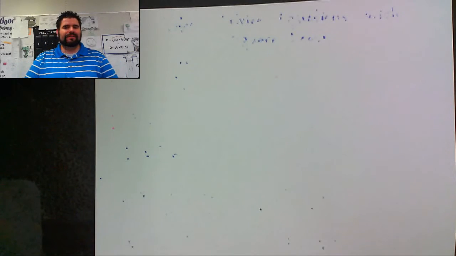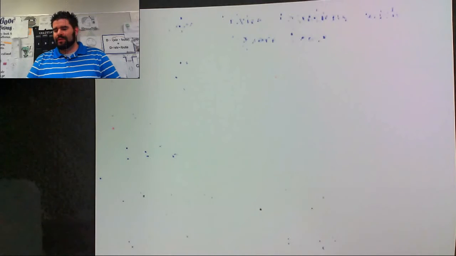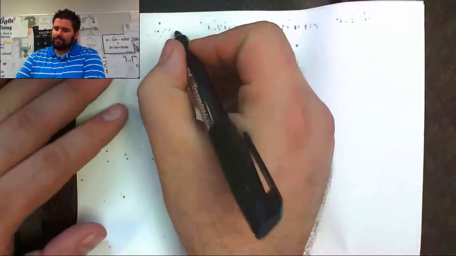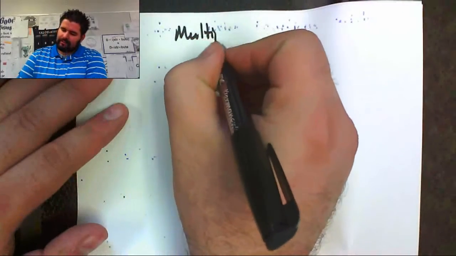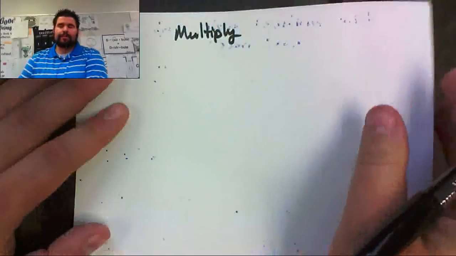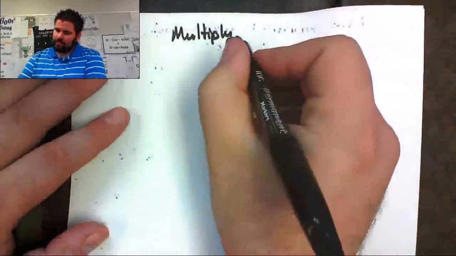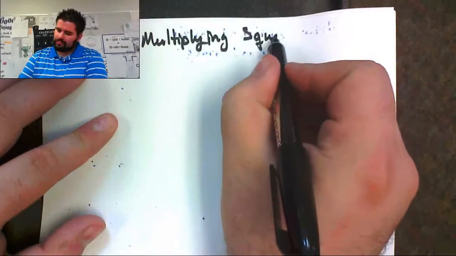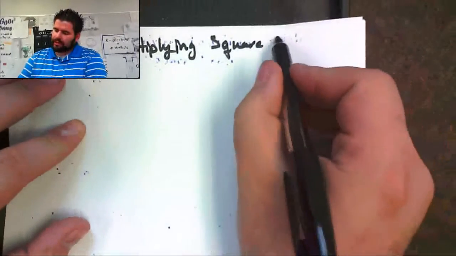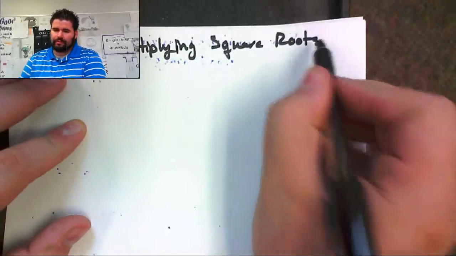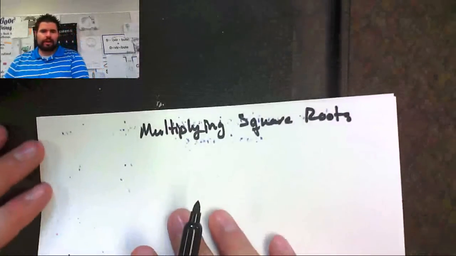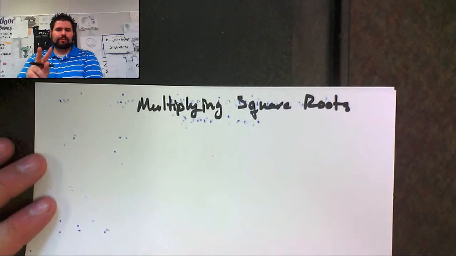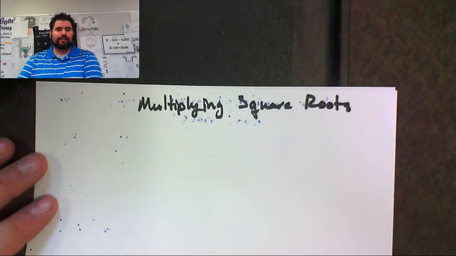Anderson's Algebra 1 lessons. Today we are going to be talking about how to multiply square roots. So we're going to be multiplying square roots. Multiplying square roots. And I wanted to do a couple examples for you today on how to multiply two terms together that have a square root inside them.